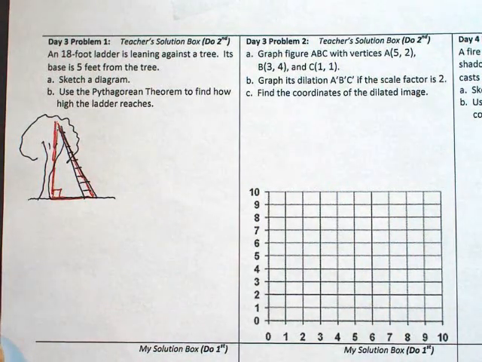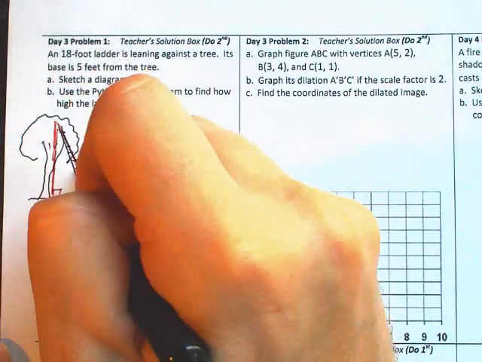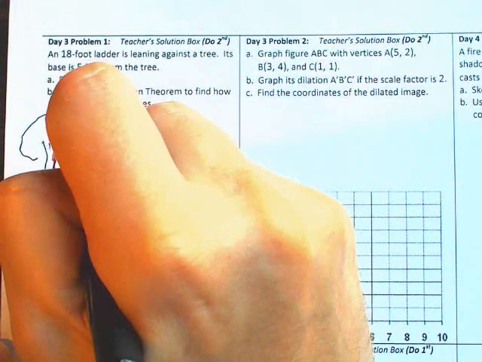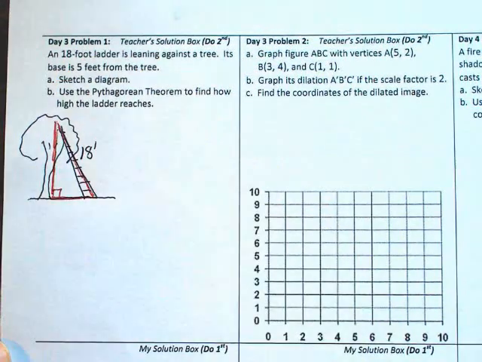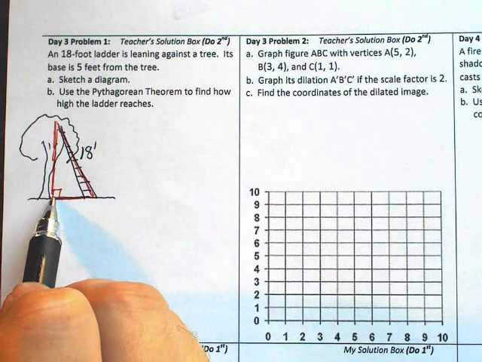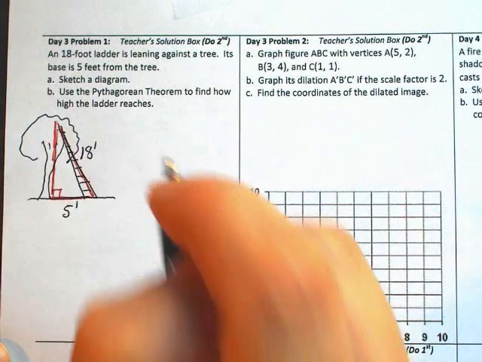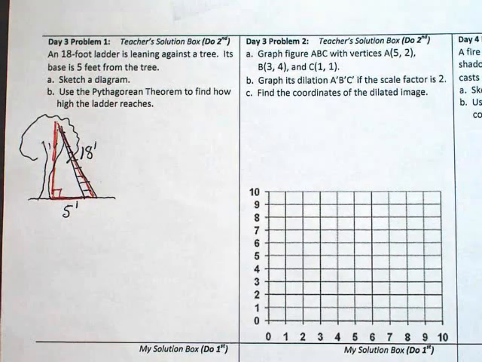Okay. We are told that the ladder is 18 feet long. So it's the side of the triangle that is the ladder that gets labeled the 18 feet. And that the base of the tree, or the base, is 5 feet. So this side here is labeled 5 feet. Okay? So there is our diagram for part A. Now part B, use the Pythagorean theorem to find how high the ladder reaches.